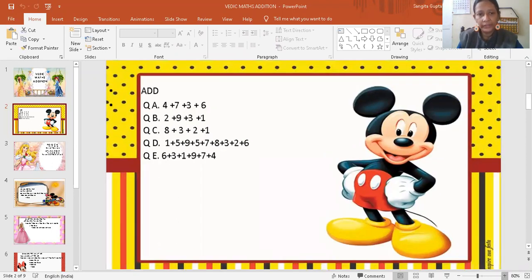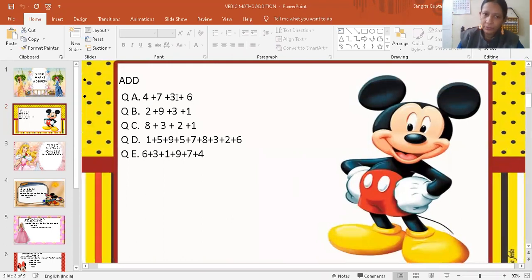Now you have got these numbers in question A. This is 4 plus 7 plus 3 plus 6. So I'm first going to annotate it. Now you see here, this is written here: 4 plus 7 plus 3 plus 6.